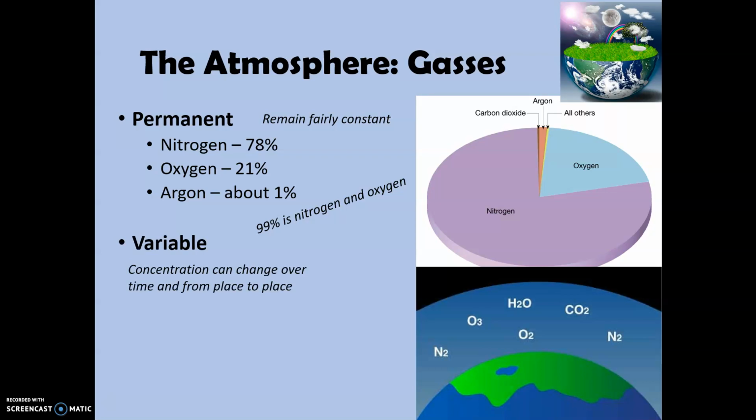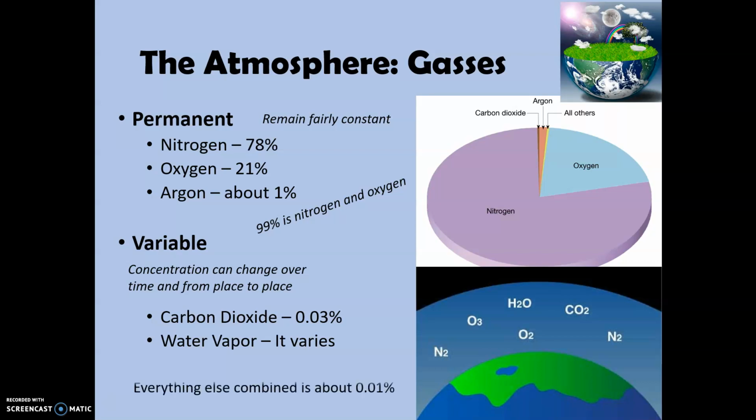From there, let's look at the variable gases. Variable means that they change due to the time, place, and conditions that we're discussing. The two types of gases that are variable in the highest quantities would be carbon dioxide and water vapor. Now, carbon dioxide, give or take, is 0.03% of all of the gases. And then water vapor varies quite a bit for reasons that I'll bring up in a minute.